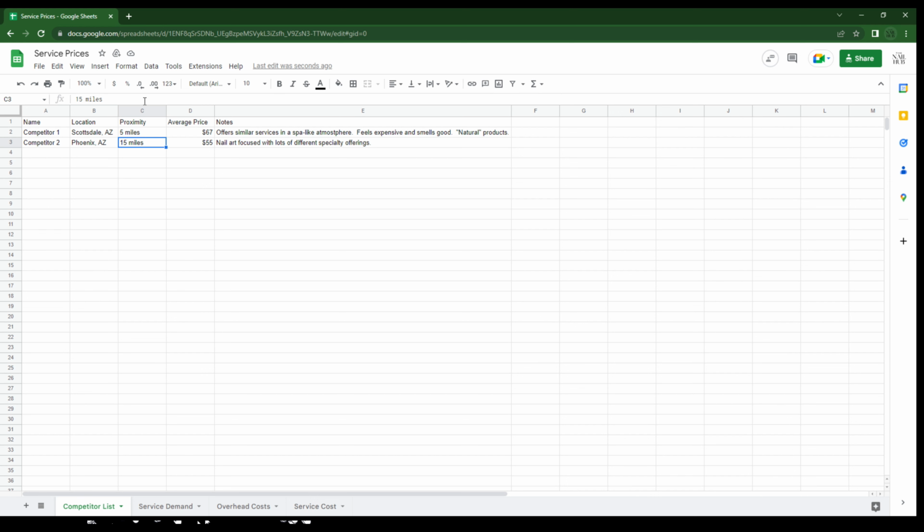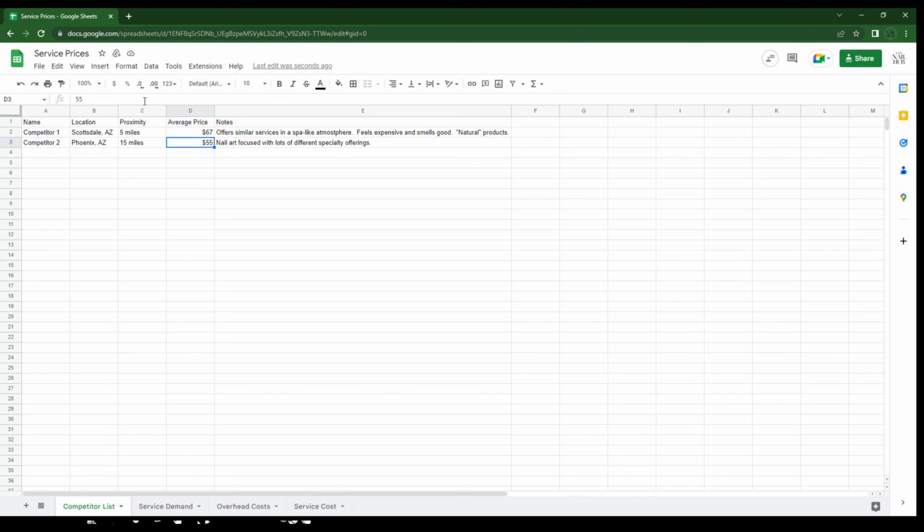So look them up on Google Maps. Look at how close they are to you because this also makes a difference. If they're 2 blocks down, that's very different than if someone is 20 miles away. So just keep an eye on what the proximity is like and how close they are to where you are wanting to set up your business. Average price is also a great benchmark for understanding how expensive a salon is.